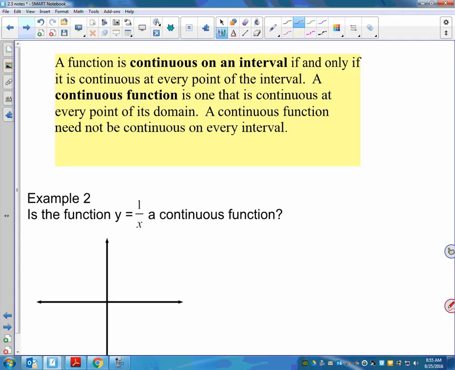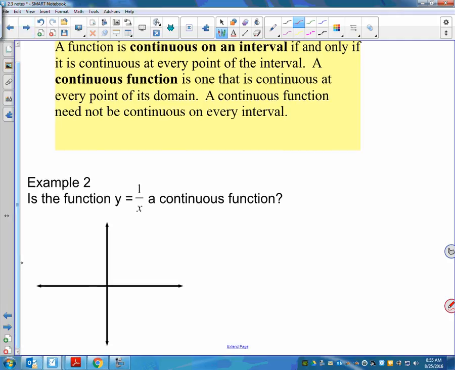So is the function y equals 1 over x a continuous function? And this is where I find it conflicting information, because we could say, what is the domain of this function? What would you say is the domain of that? What can't x be? 0. So the domain would be everything but 0. So its domain would be negative infinity to 0, 0 to infinity.